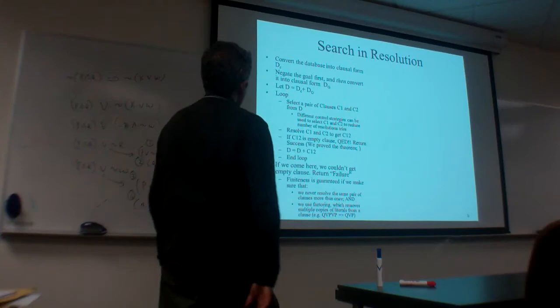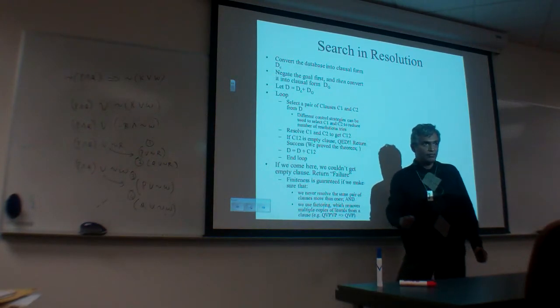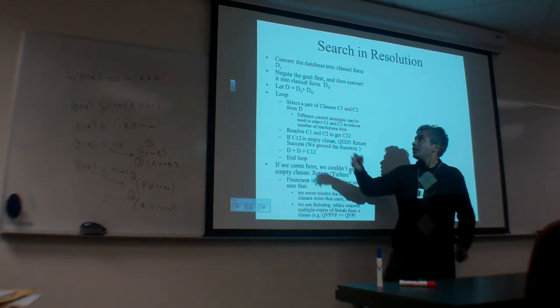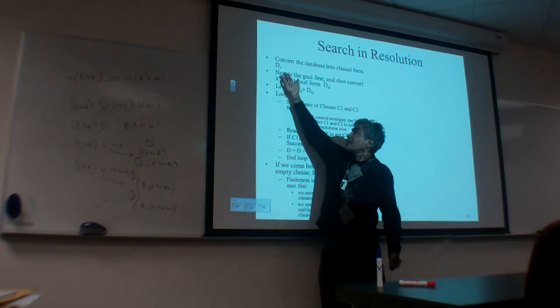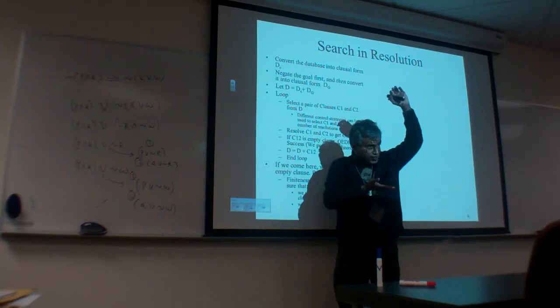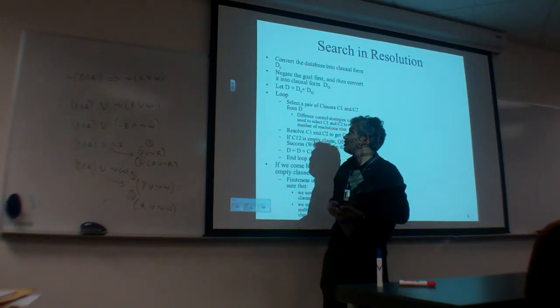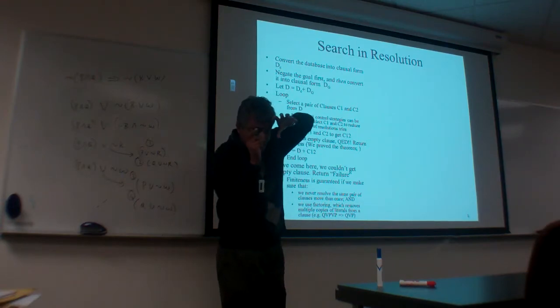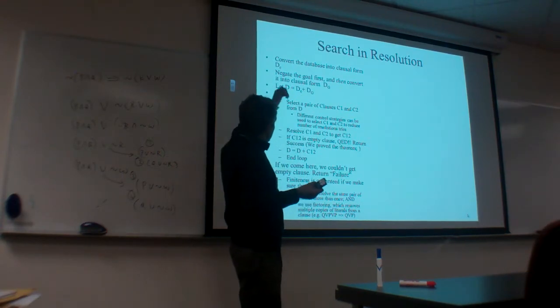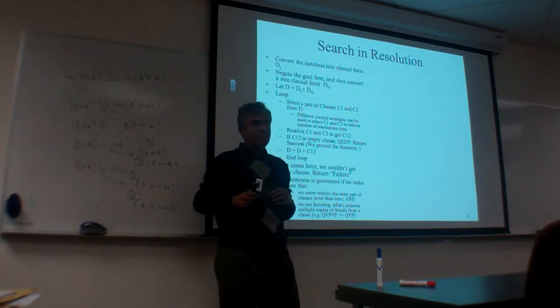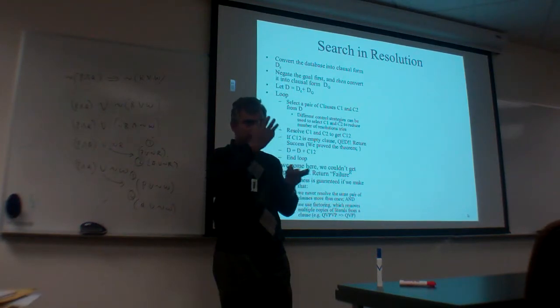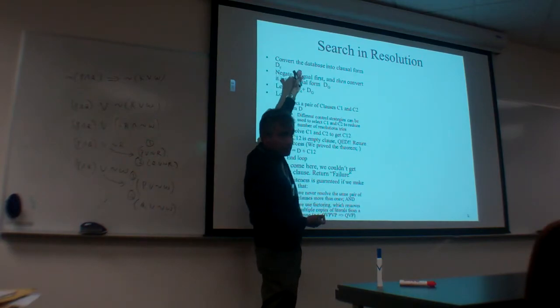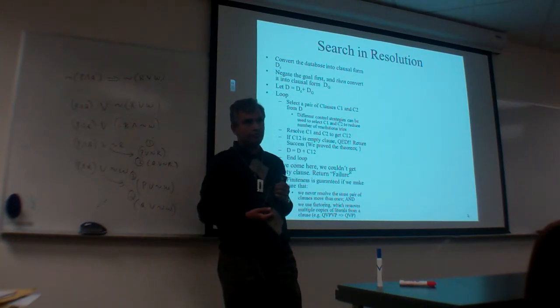Convert the knowledge base into clausal form. You'll get a set of clauses. Let's call that DC. It's a database of clauses. Now negate the goal and then convert it into clausal form. You'll get a goal database, DG. Now the full database is DC union DG, which is basically the union of all the clauses from the original knowledge base and the negation of the goal. You have now a database of some K clauses.